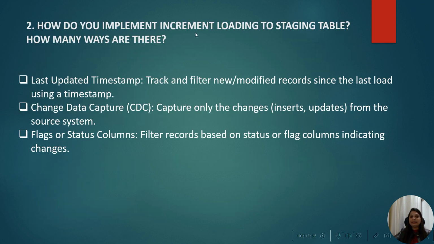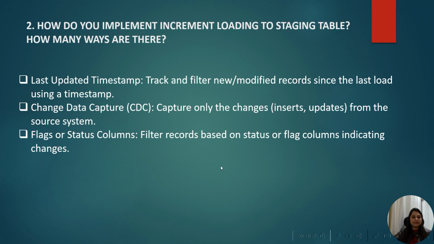How do you implement incremental loading to a staging table and how many ways are there? So guys, always remember there are 3 ways we can do incremental load into the staging table: last updated timestamp, change data capture, and flag or status columns. With last updated timestamp, we can track and filter new or modified records since the last load using the timestamp. In CDC, we capture only the changes like insert and update from the source system. Flag columns filter the records based on the status or flag column indicating the changes.